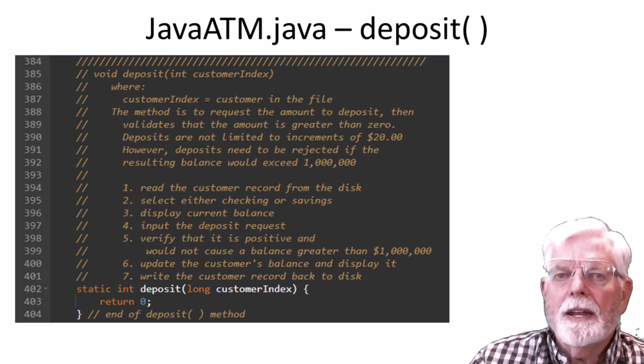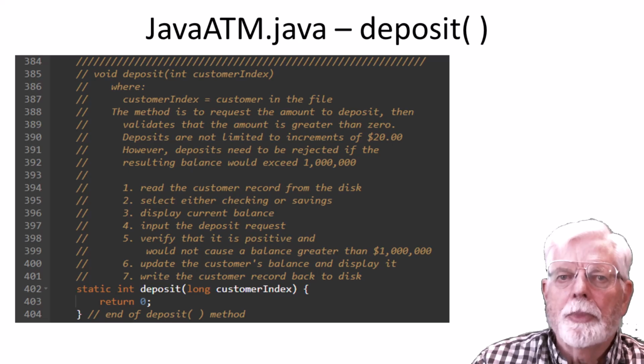The deposit method in its current form is just a stub function, meaning that it has the method declaration, static int deposit, open parentheses, long, customer index, close parentheses, and it only has a return statement inside the curly braces. The Java ATM program will run with just the stub, but won't process a deposit.